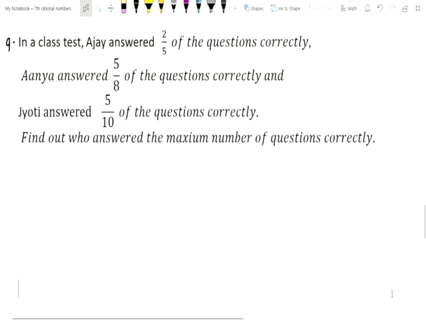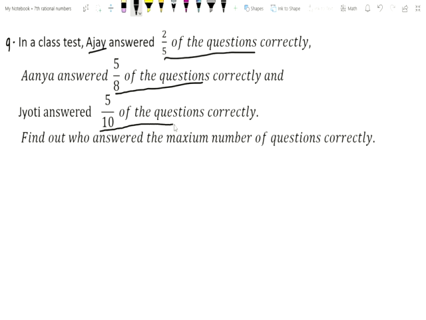Ninth one. In a class test, Ajay answered 2 by 5 of the questions correctly. Ananya answered 5 by 8 of the questions correctly. And Jyoti answered 5 by 10 of the questions correctly. Find out who answered the maximum number of questions correctly.